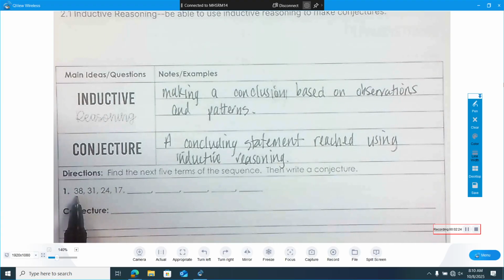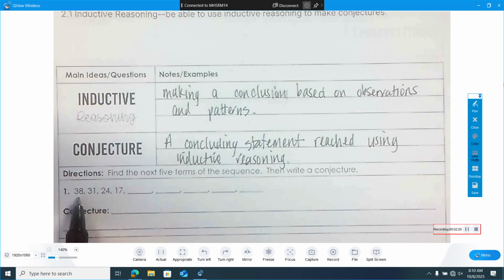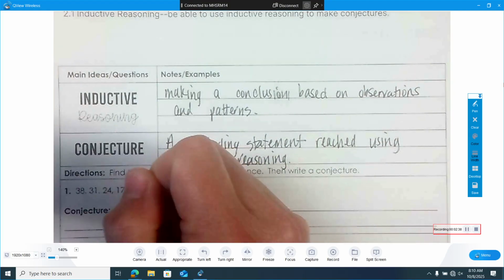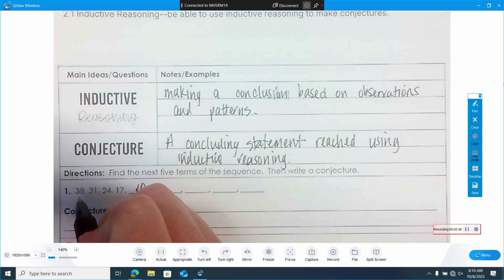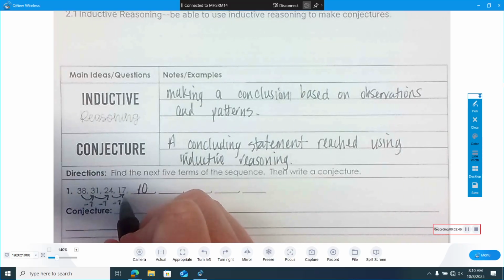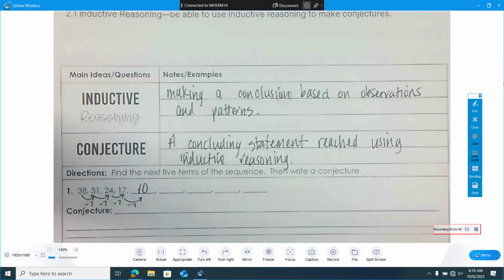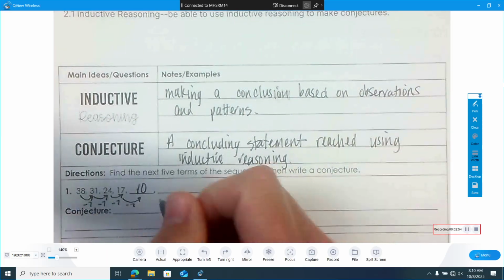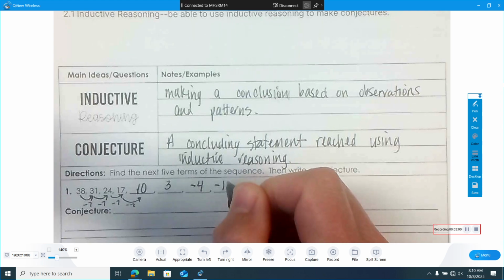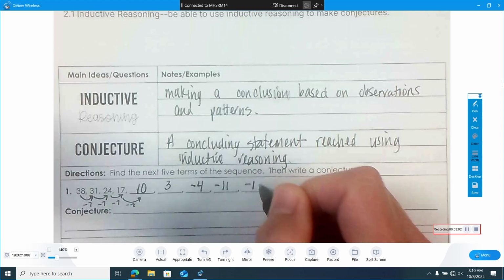So I have a couple of numbers here: 38, 31, 24, 17, 10. Why 10? Oh, interesting. So it's subtracting 7 each time? All right. Hey, that seems pretty consistent. So if that pattern continues, what's next? Then negative 4, then negative 11 and then negative 18.